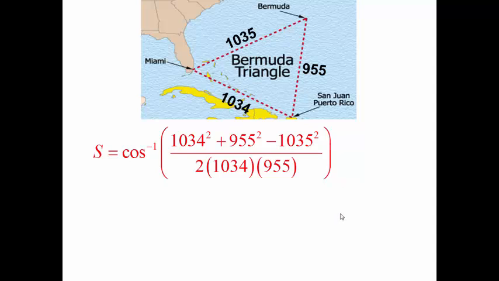Type it in the calculator. Make sure you type it in correctly. If you're not using parentheses around the entire numerator and parentheses around the entire denominator, it's not going to come out correctly. It should be 62.564.